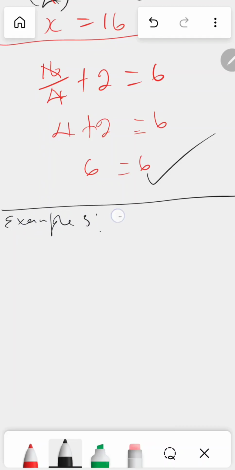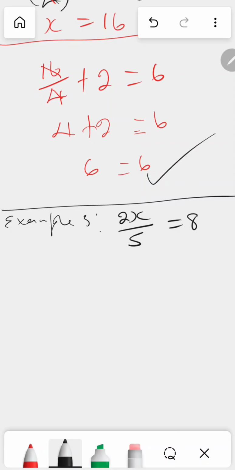And it's 2x over 5 equals 8. Now you see this and you get confused and wonder, Miss, what am I supposed to do? Don't worry yourself. That's what I'm here for. So the first thing that we are going to do is multiply both sides by 5, because we want to get rid of the fraction here.